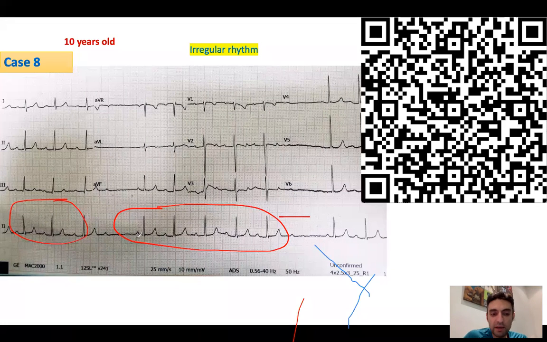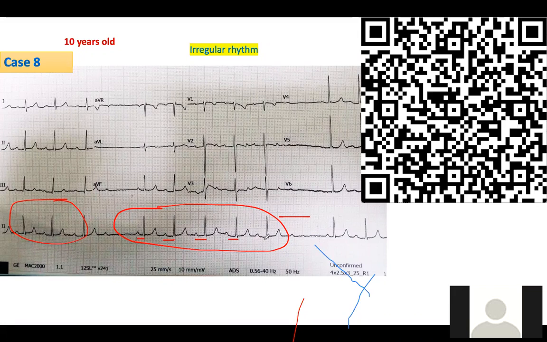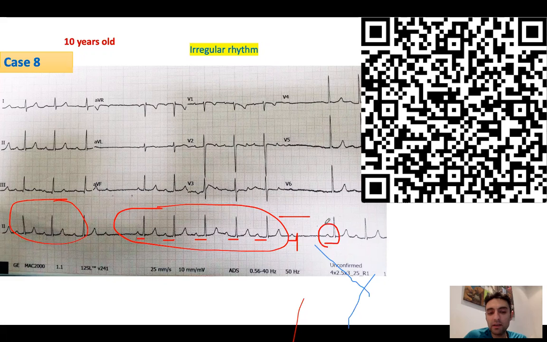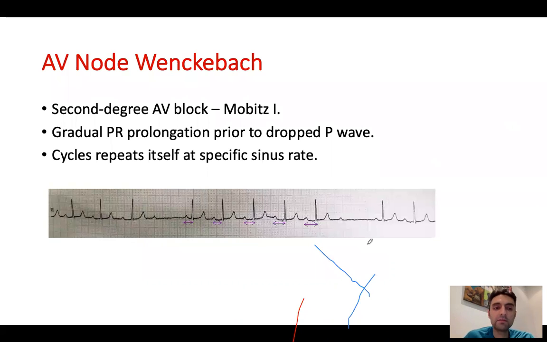So this is the PR, and then it prolongs. There is gradual prolongation and then eventually it blocks. The next P is back to short and then long and so forth. So it's clear: Mobitz 1, gradual PR prolongation, and the cycle repeats itself.